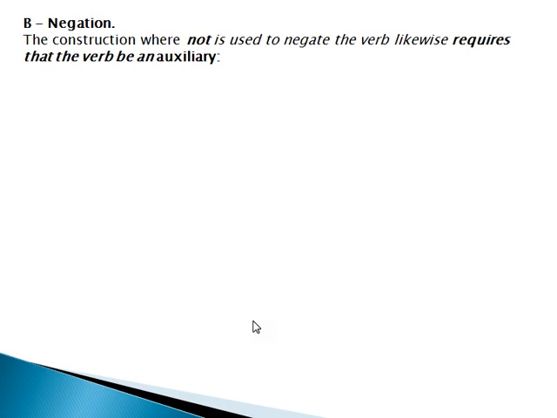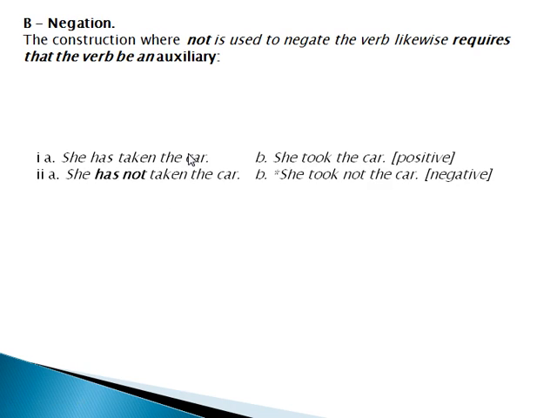Now, the negative, where not is used to produce the negative effect, requires the verb to be an auxiliary. It can only be auxiliary verbs. She has taken the car. Negative: she has not taken the car. Again, a very good evidence that the verb to have here is an auxiliary.